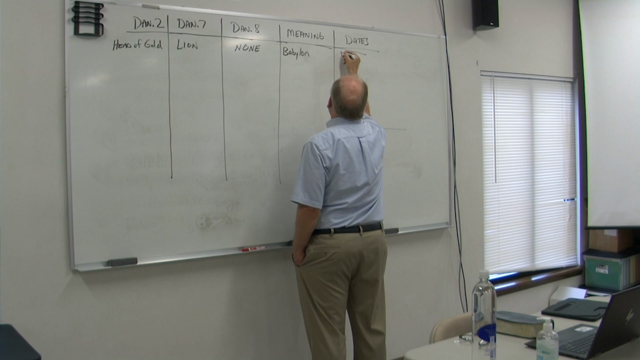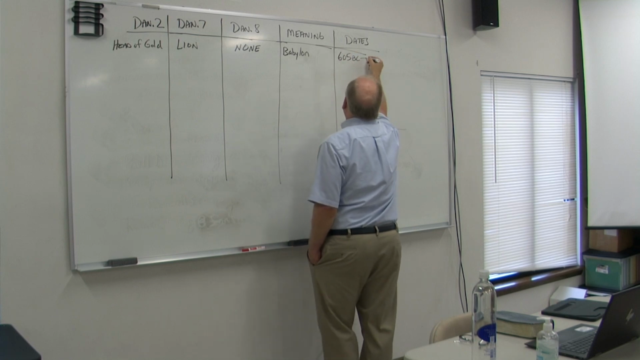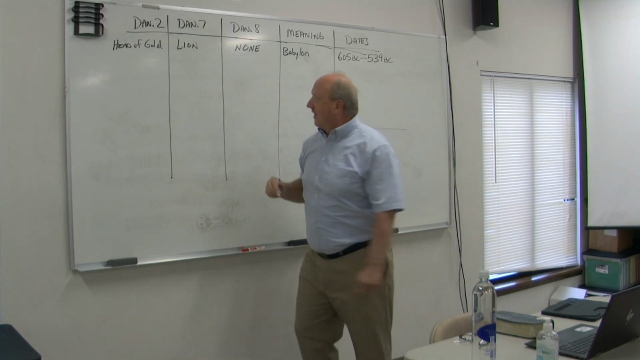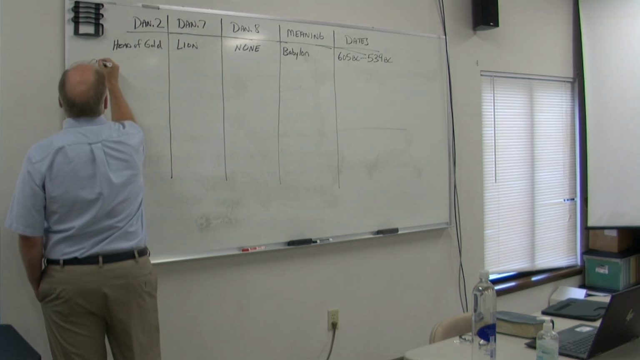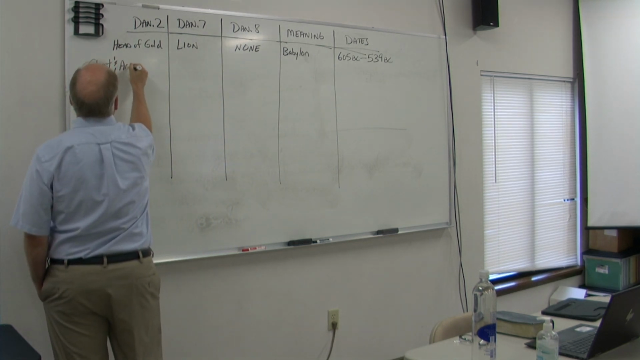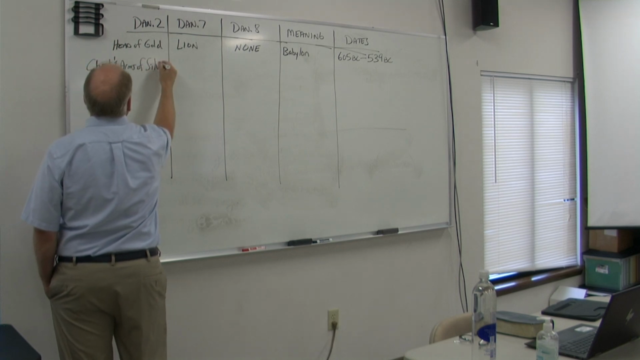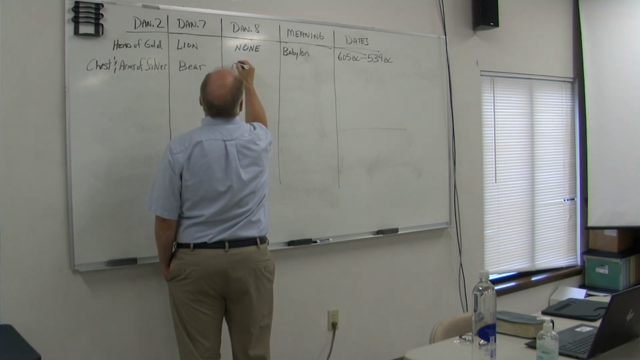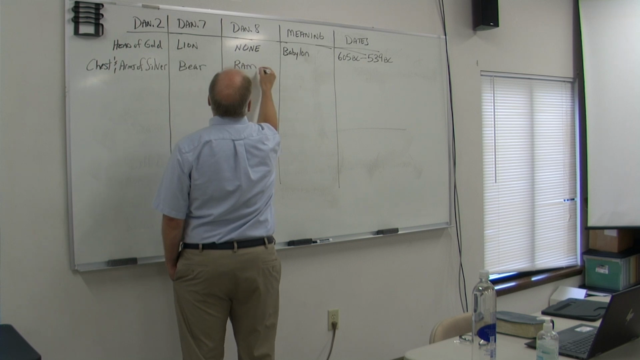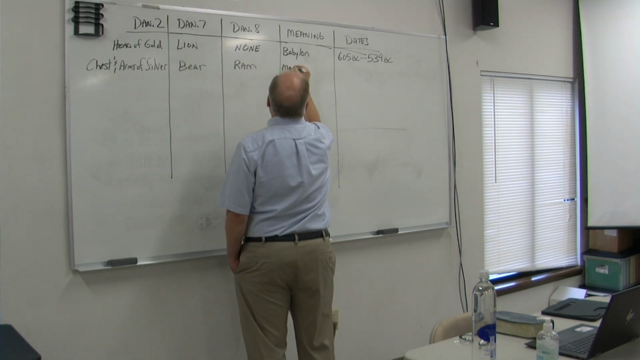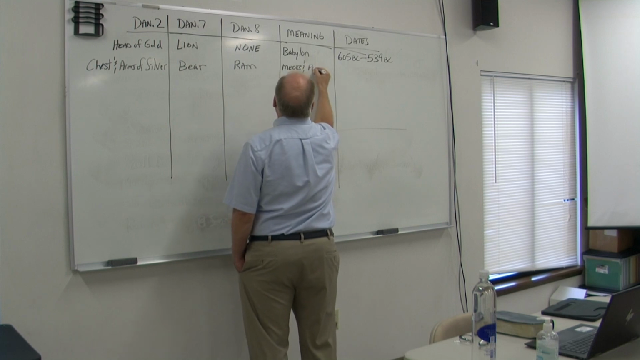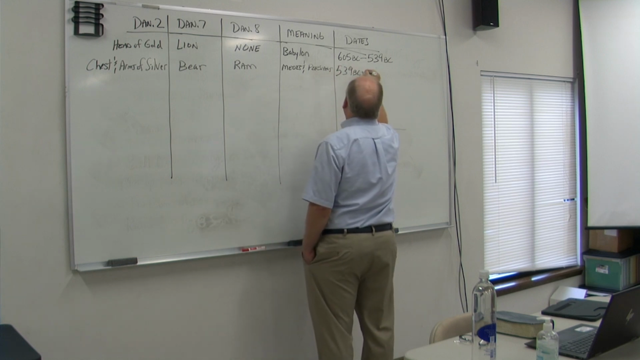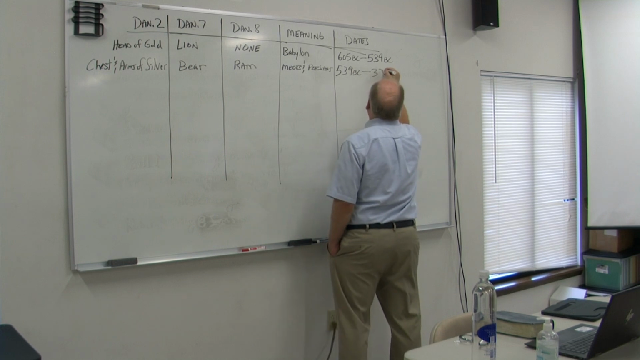Babylon and the dates. 605 to 539. Hey, the teamwork there. We got stereo teamwork going on. It's awesome. Okay. Chest and arms of silver. Bear. I don't remember. Ram. Means a bird. 539. That's a good one. I love it.